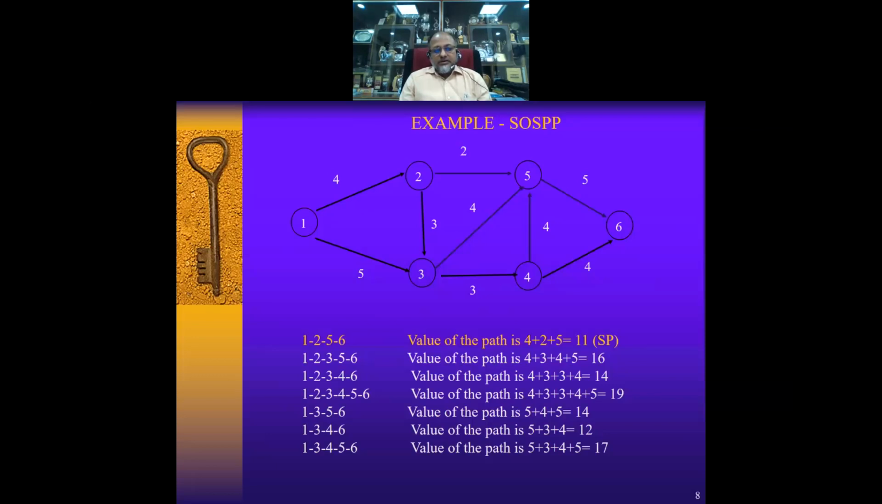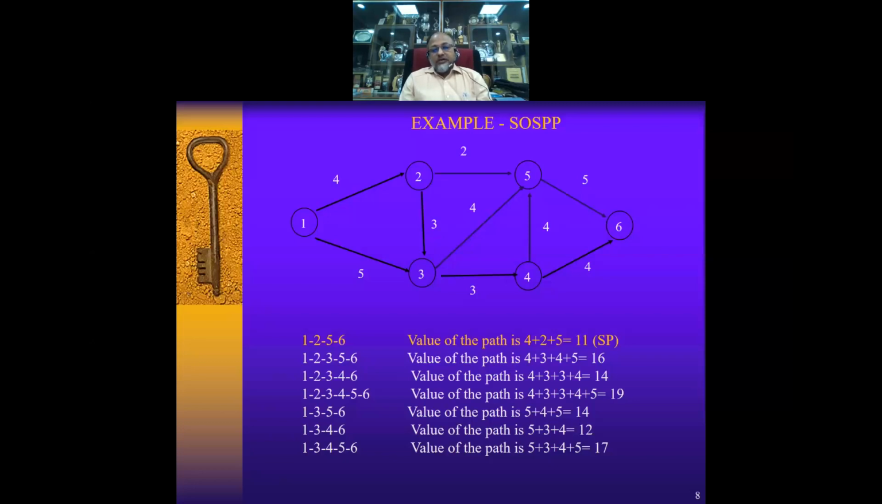Similarly, all the paths are determined first. Then the value of the path, meaning the total length, is considered. Length here means the summation of the weights constituting that path. It's very simple. We can find the minimum of all these values. So 11 is the minimum weight. Therefore, the shortest path is 1 to 2, 2 to 5, 5 to 6.